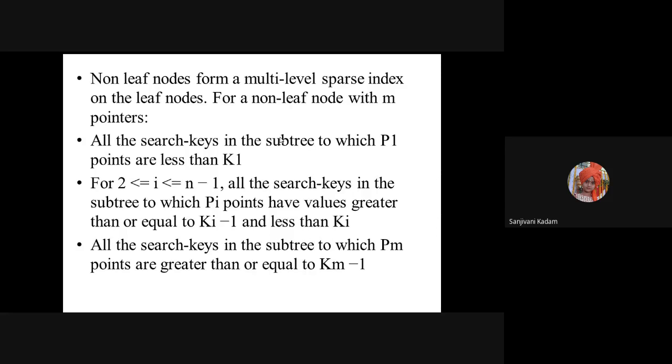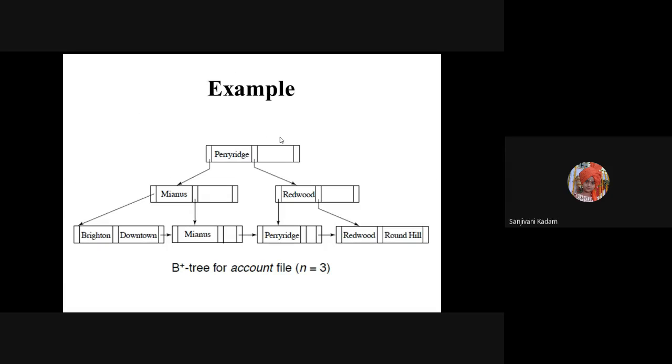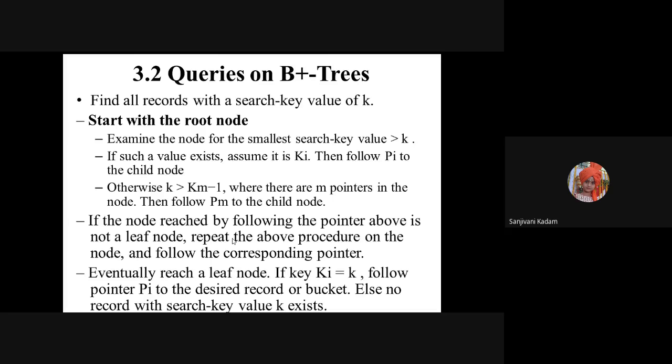This is regarding the values less than and greater than. This is also one of the examples. Now here the order is 3. Order is 3, it means that 3 pointers and 2 search key values will be there. So this is the example for the right oriented subtree. Right oriented, every such record will be available in the right child or right subtree. Now, the B plus tree.